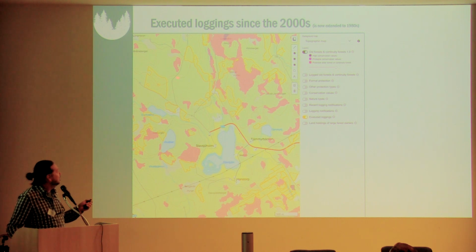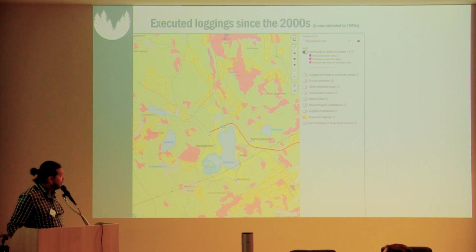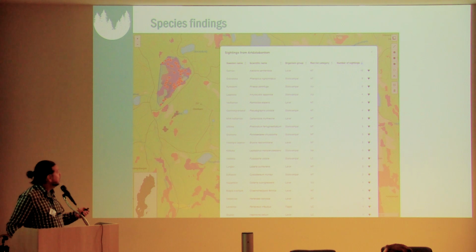These are executed loggings since the 2000s. So you see that this is going on the whole time, and this is done after we created the data. So here it is. Yeah, there used to be an old forest there, but it's gone. We will extend this data now back to the 80s with data we have created, and in the future we will also add, of course, data going back to the 50s. And then, of course, everything around here will be this yellow, executed loggings.